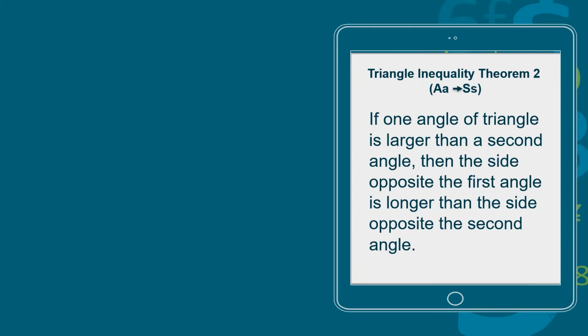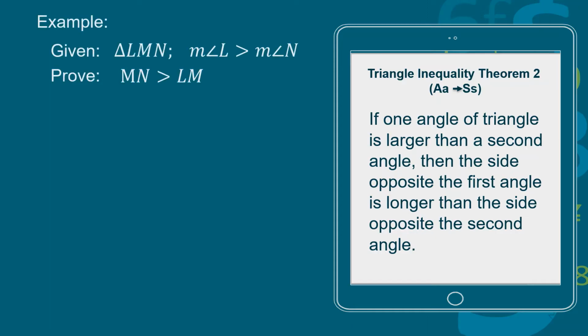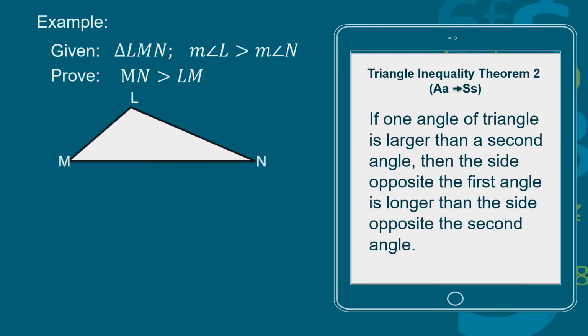Now, let's proceed to Triangle Inequality Theorem number 2. It states that if one angle of a triangle is larger than a second angle, then the side opposite the first angle is longer than the side opposite the second angle. So let's have our example. Given triangle LMN with the measure of angle L greater than the measure of angle N, let us prove that MN is greater than LM.